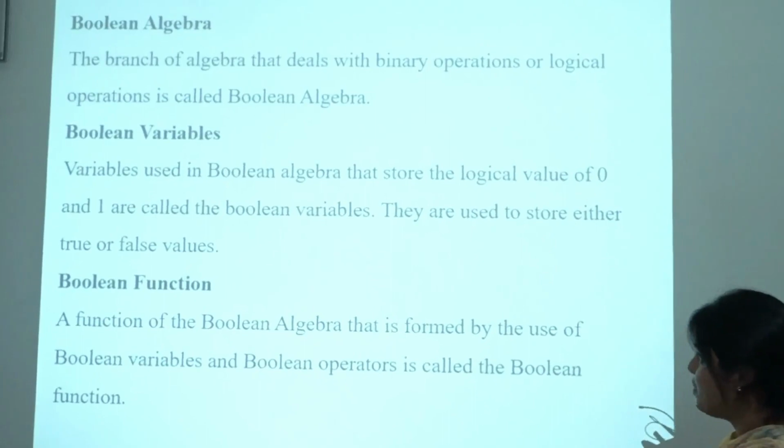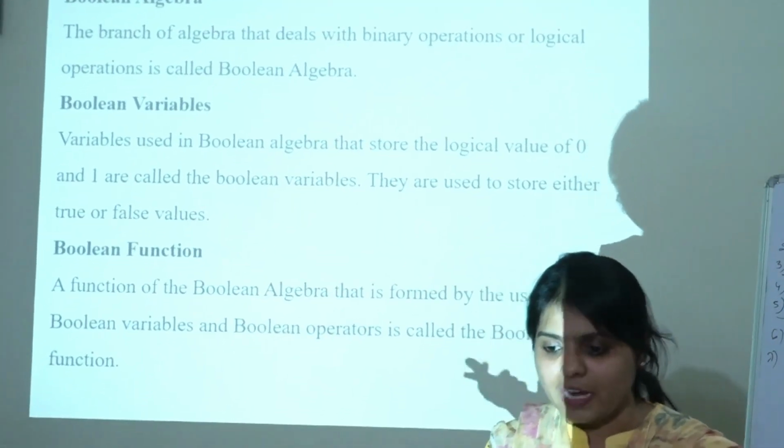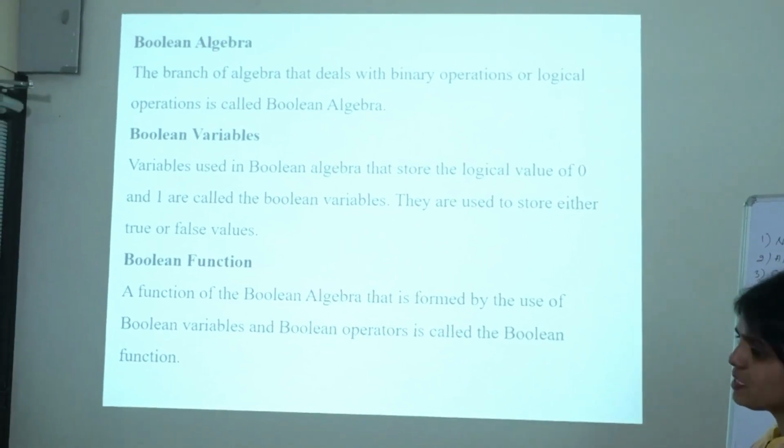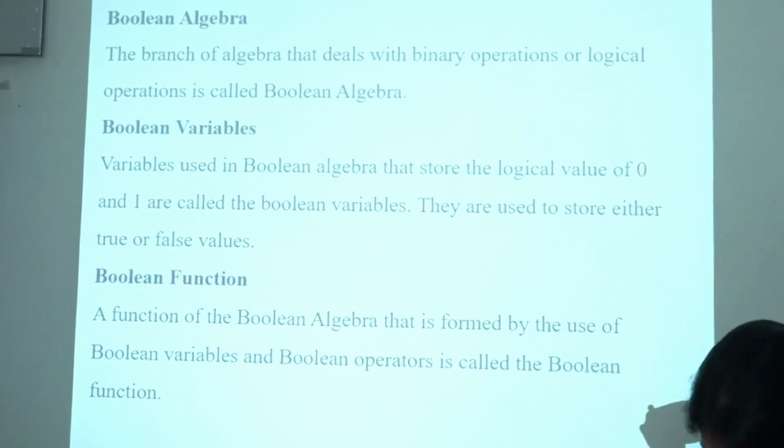Now the variables that we are assigning the values 0 and 1 are called Boolean variables. So basically we use these variables to store these values 0 and 1.